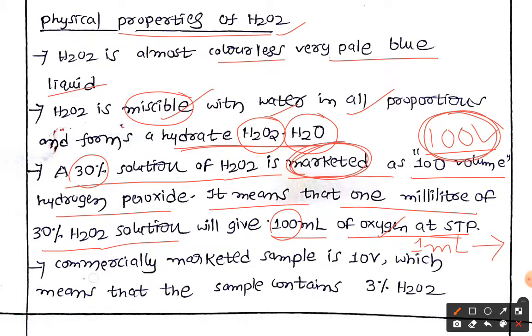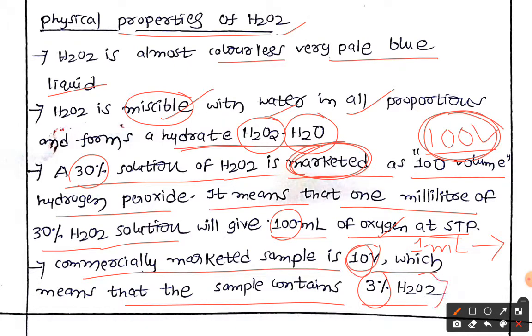Commercially marketed sample is 10V. Here 10V means the sample contains 3% of H2O2. What is the exact meaning of these two? I will go to the next with a problem.